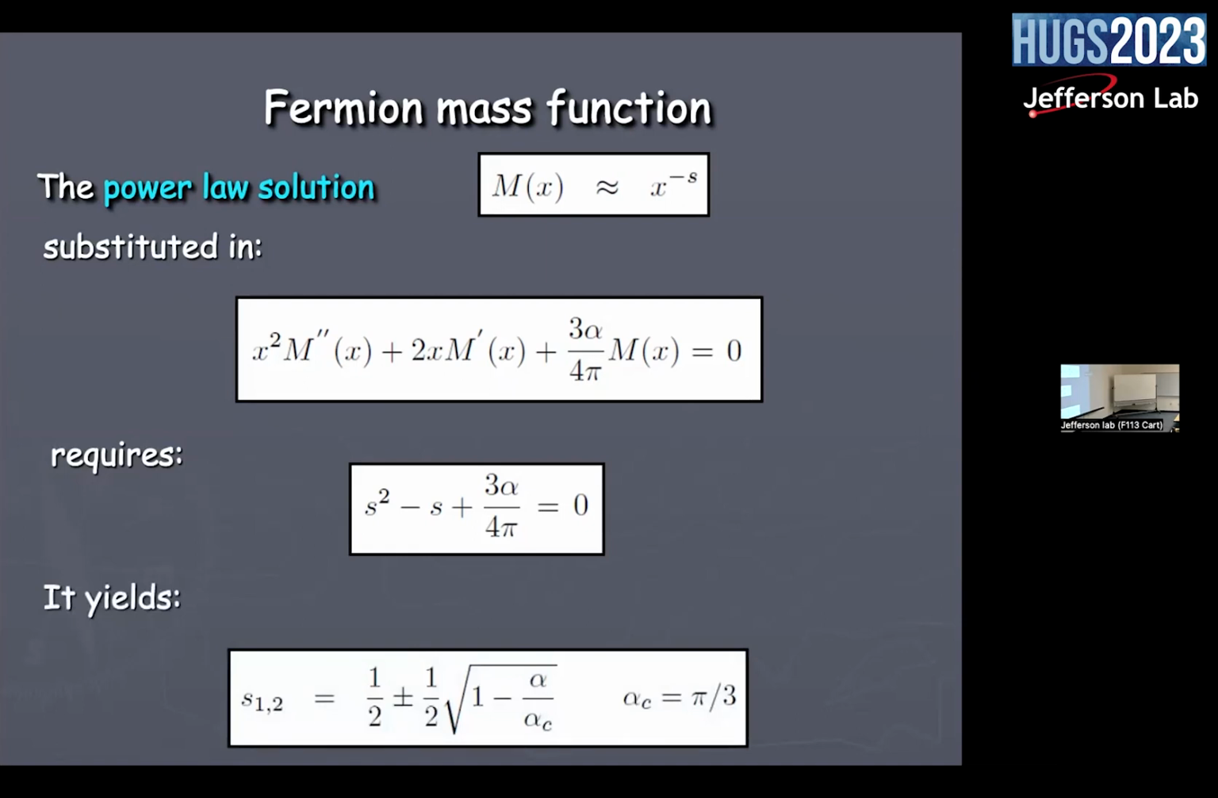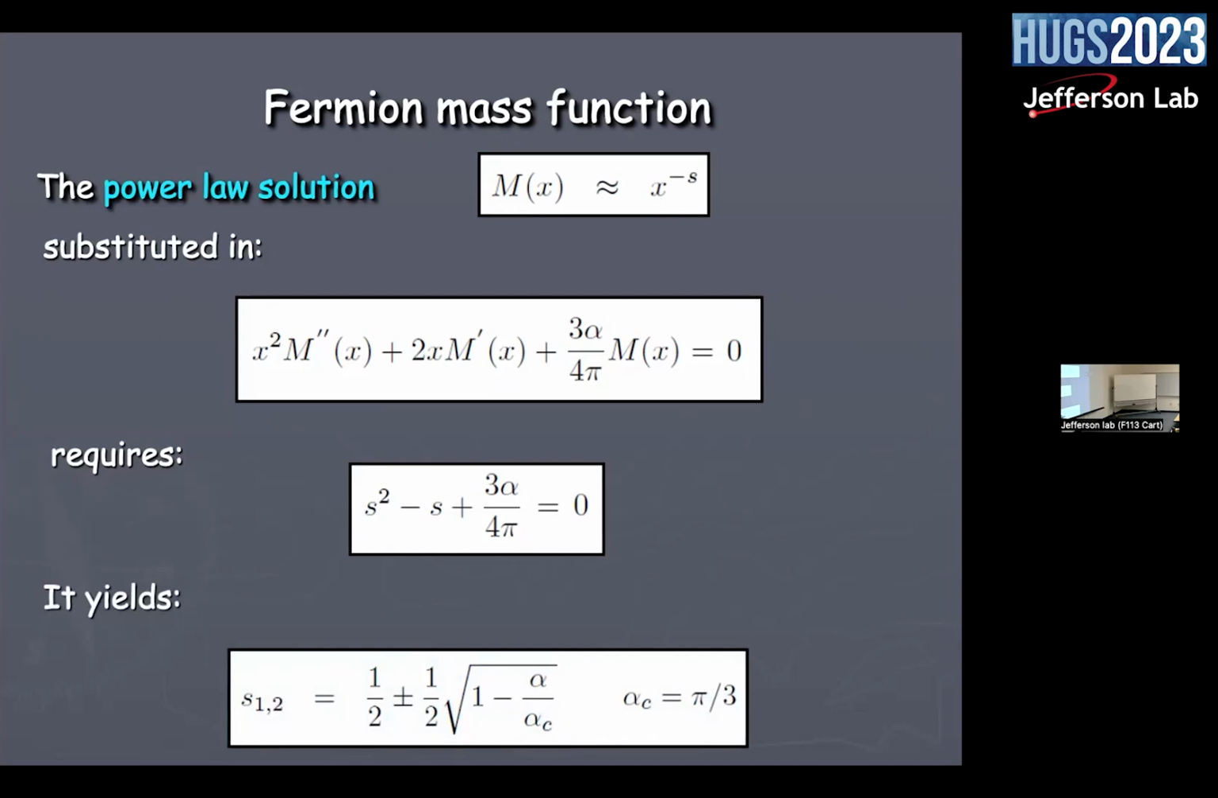And this quadratic equation is this. This is the coupling which is there, e squared over 4 pi, and the coupling is frozen because we are not allowing it to run. And there is a number pi over 3 which comes here. And we call it alpha c, this number pi over 3. And these are the two solutions. It's a quadratic equation, half plus minus half, square root of 1 minus alpha over alpha c.